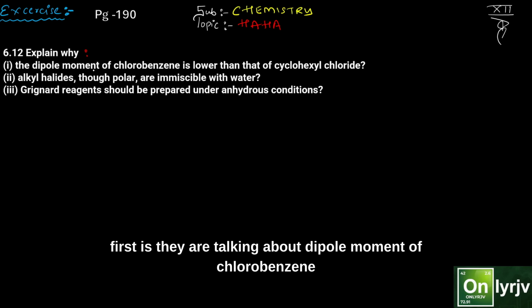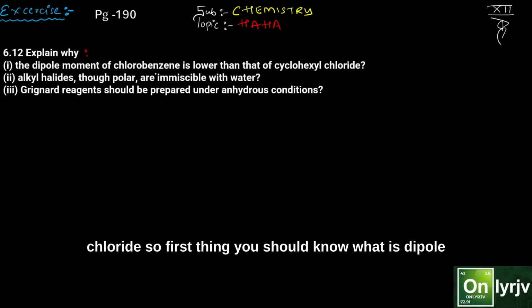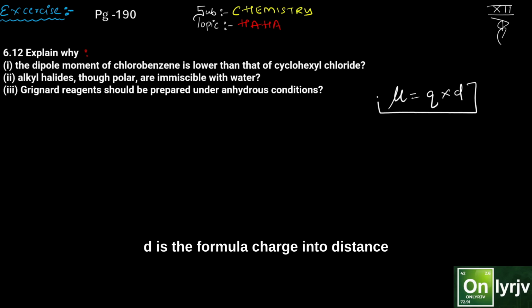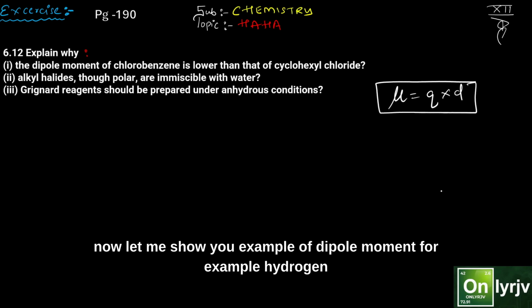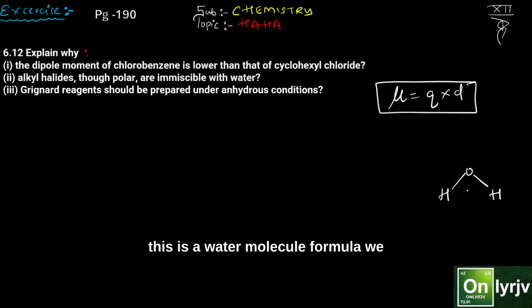The first is about the dipole moment of chlorobenzene being lower than that of cyclohexyl chloride. So first, you should know what dipole moment is. We denote dipole moment by μ, and the formula is Q multiplied by d, charge into distance. Now let me show you an example of dipole moment. For example, hydrogen is here, oxygen is here, hydrogen is here. So this is a water molecule.